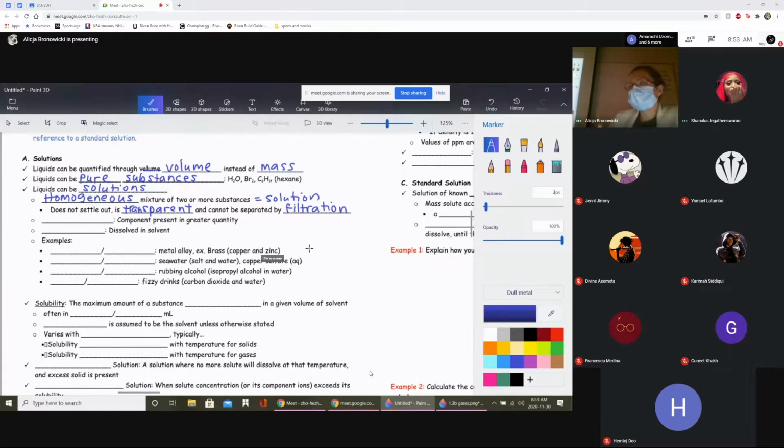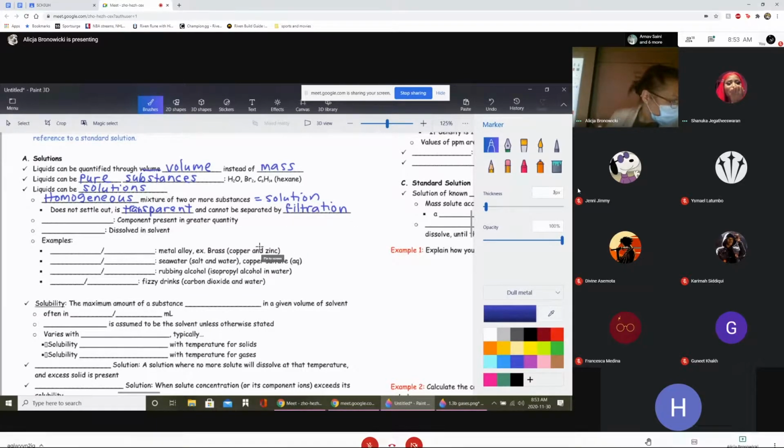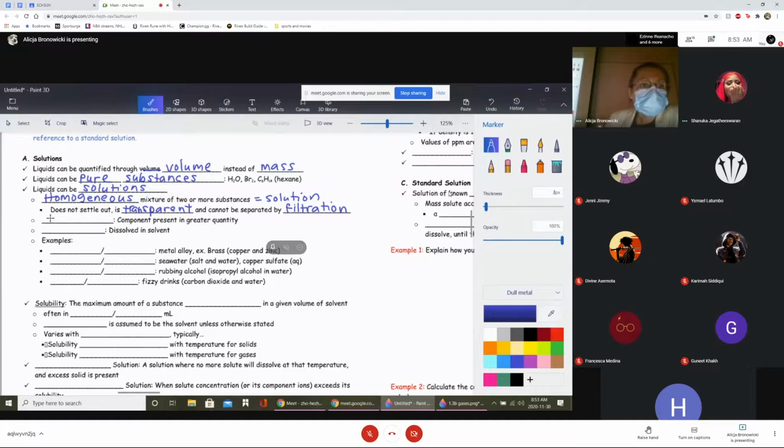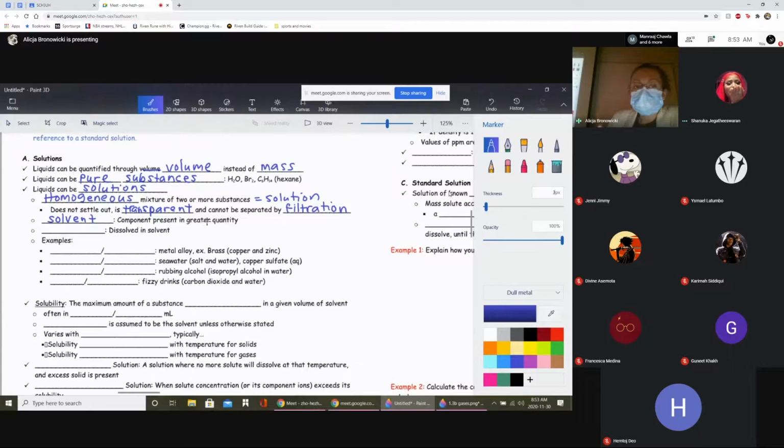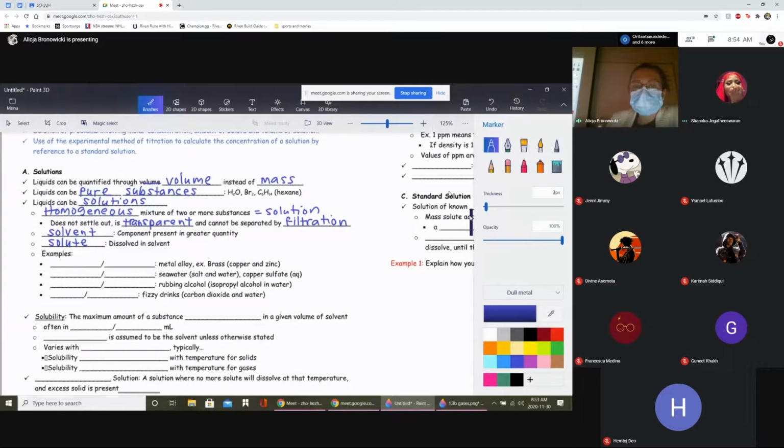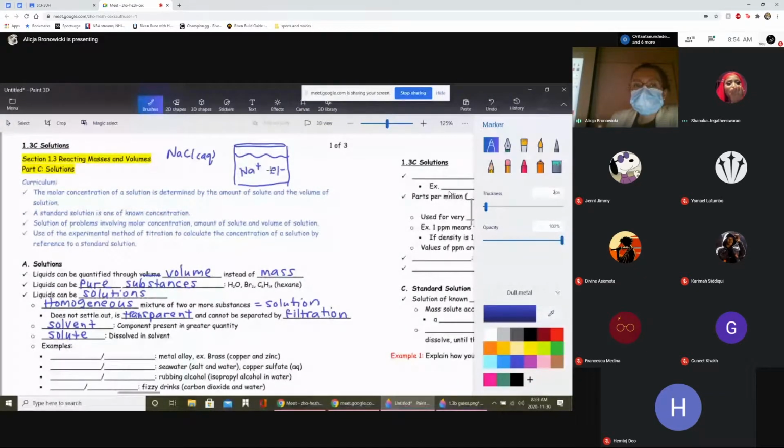Okay, so I can't take a coffee filter, pour salt water through it, and expect the salt to stay on the filter. The solvent, that's the component that I have more of. The solute is dissolved in the solvent. So if I'm going back to my salt in water example, my NaCl is the solute. My water is the solvent. Okay, the one that you have more of is the solvent. The one that's dissolved is the solute.